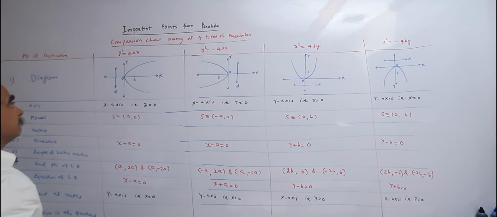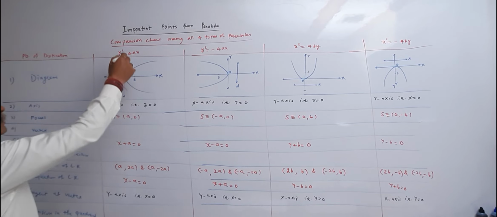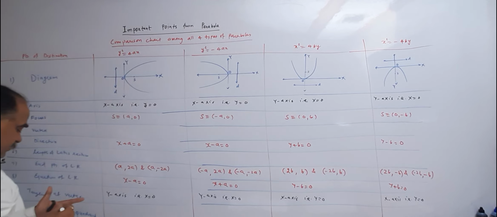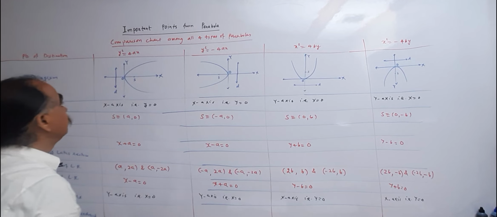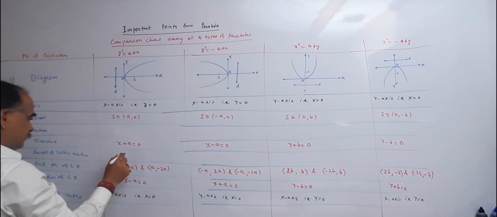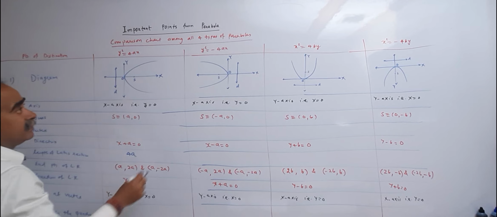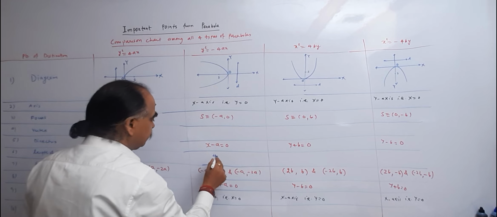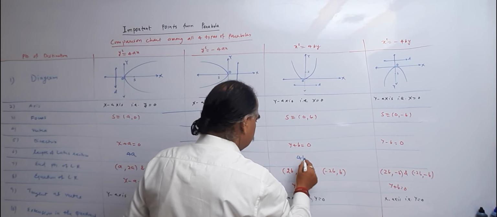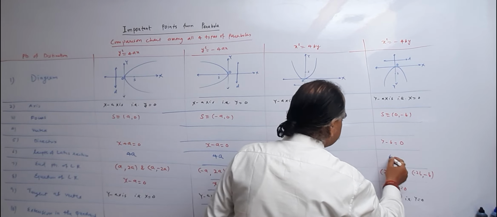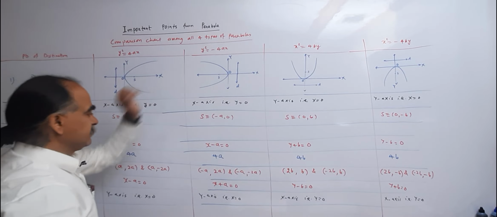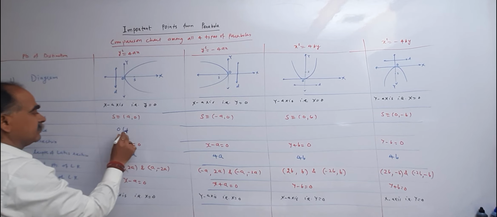Then what is latus rectum? This 4a is what? Length of latus rectum. What is latus rectum? 4a. This is the length of latus rectum. Here it is what? Plus 4a, because length can never be negative. Here it is what? 4b and here also 4b. Then vertex is what? At origin. In all the cases it is what? Origin.